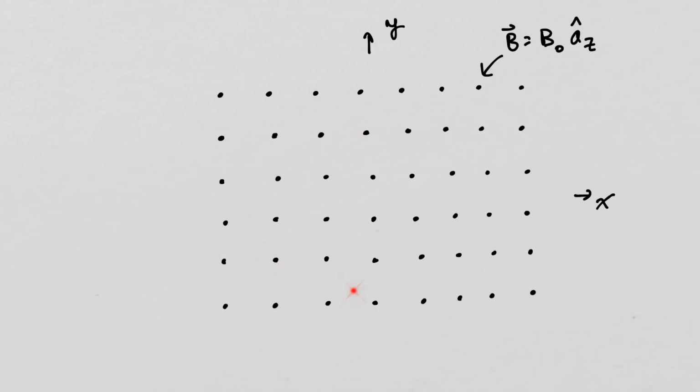Here we have a uniform magnetic flux density field that is only in the z direction. Here we have a positive charge q and it's moving with some velocity u. Let that velocity be in the plane of the page.